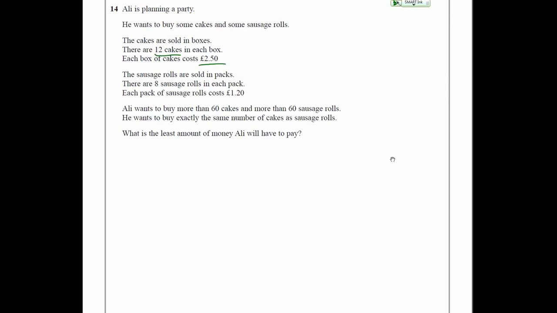Sausage rolls are sold in packs. 8 sausage rolls in each pack. Each pack costs £1.20. Ali wants to buy more than 60 cakes and more than 60 sausage rolls. He wants to buy exactly the same number, wow, high demands, of cakes as sausage rolls. What's the least amount of money Ali will have to pay?